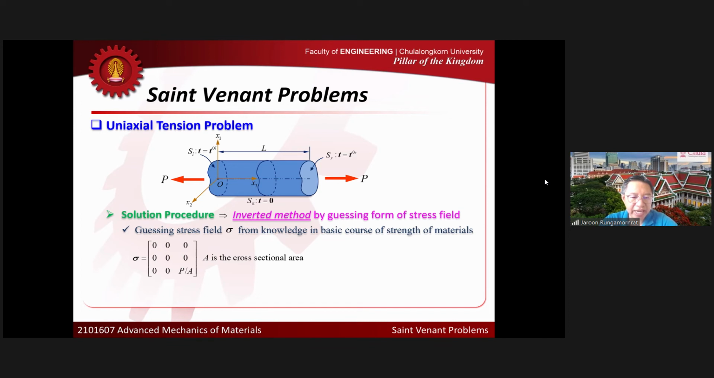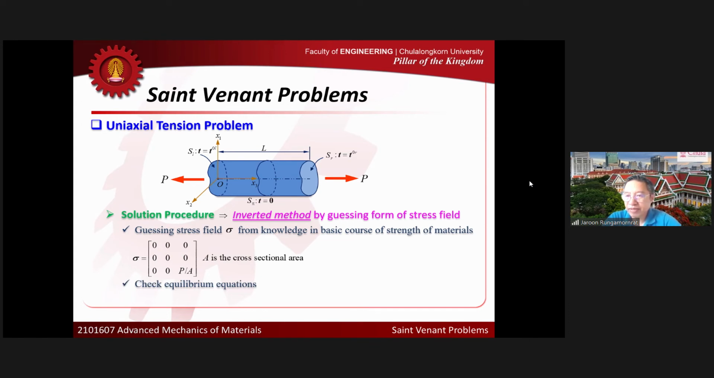The stress that I guess here is simply P over A for the component sigma 3,3, right? The rest is 0. So A here is the cross-sectional area. I don't care about the shape. It can be of any shape, right? It can be arbitrary.